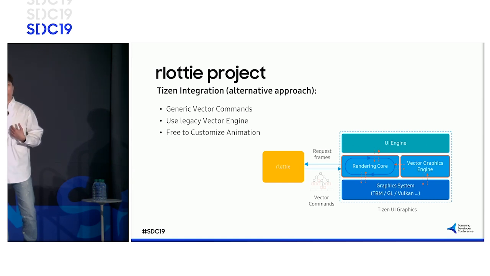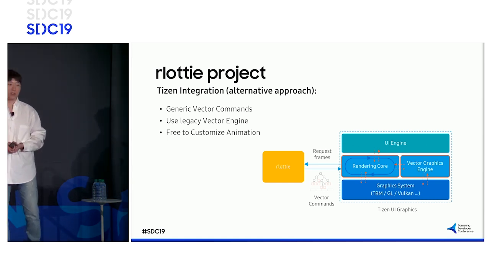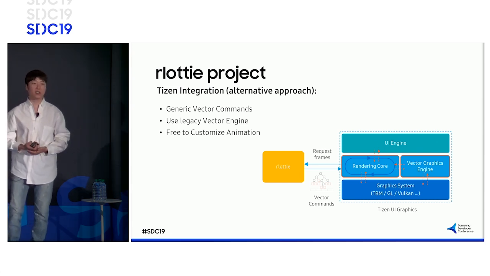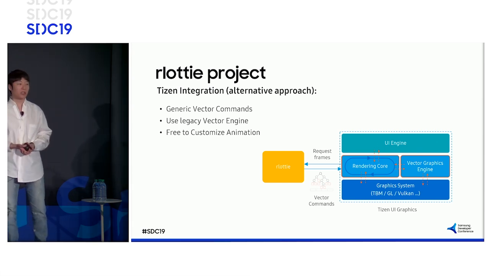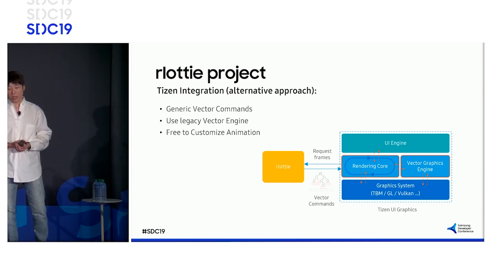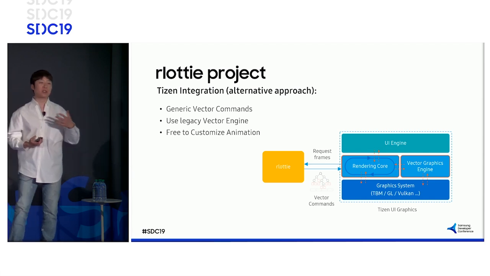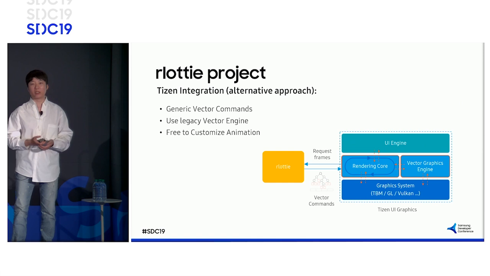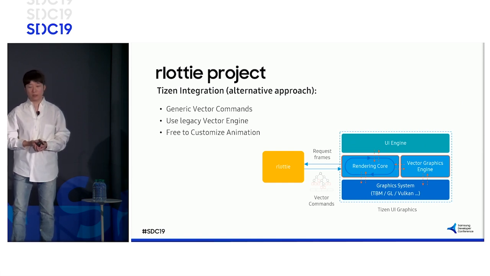And actually, for controlling back the properties of Lottie animation, we applied an alternative integration method, as you can see on the screen. In this way, rlottie returns the animation result as a generic vector command instead of frame images. Specifically, rlottie returns the list of vector properties, which is compatible with the rendering core vector drawing interfaces.